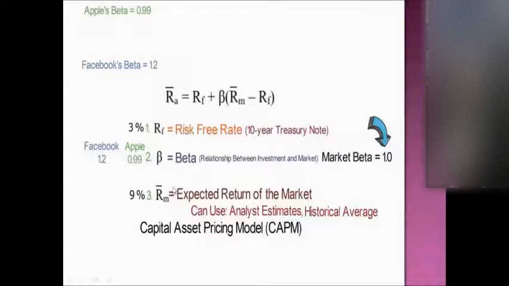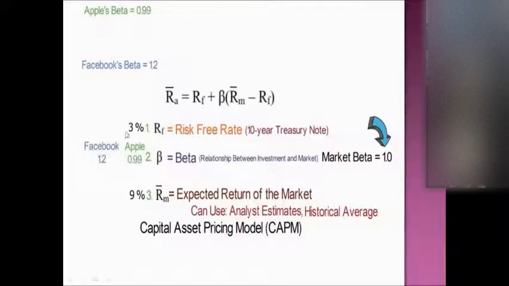To proceed, another factor in this formula is the RM. RM stands for expected return of the market. If you are wondering, class, what this line is, this line on top is simply an estimation.